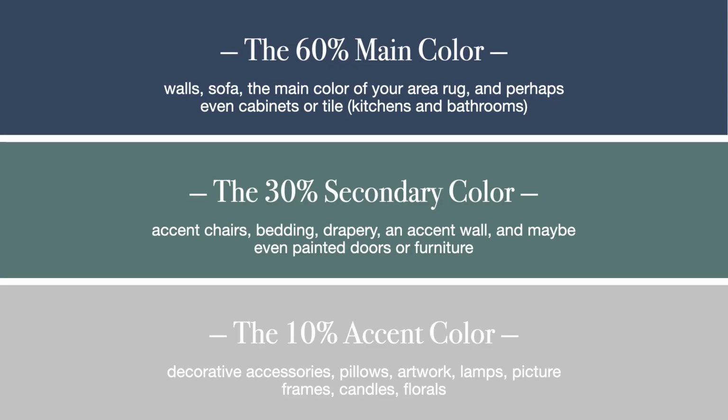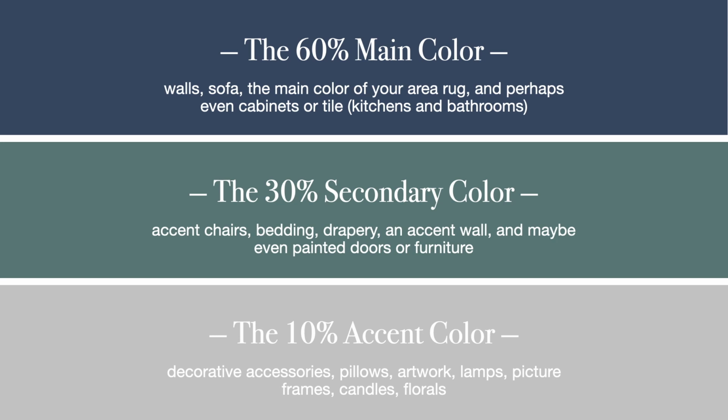The 60% main color of the room includes things like your walls, your sofa, could be some of the main colors that you see in your area rug, or if we're talking about kitchens and bathrooms, it could even be your cabinets or your tile. If you go into your room and you squint your eyes when you walk in, this will be the predominant color that you would see.